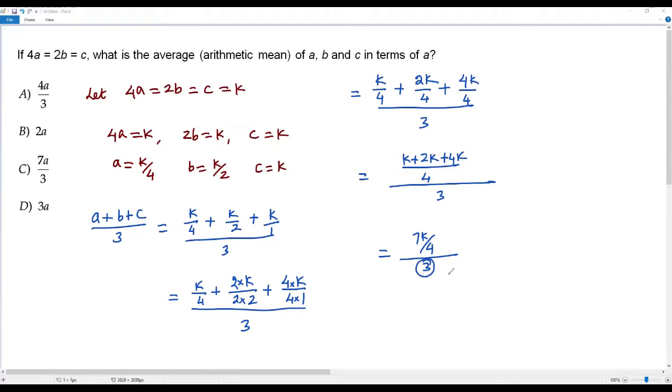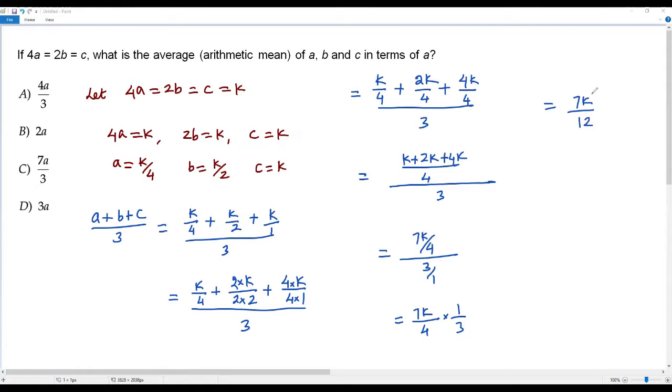Now we can consider this 3 as a fraction by taking denominator 1. So here we divide a fraction by another fraction. Whenever I divide a fraction by another fraction, the fraction in the numerator should be taken as it is. This division should be changed to a multiplication. Then we have to take the reciprocal of the fraction in the denominator. When you take the reciprocal of 3 over 1, it will become 1 over 3. Now I have to multiply the numerators. 7k times 1 is 7k. And now I have to multiply the denominators. 4 times 3 is 12.